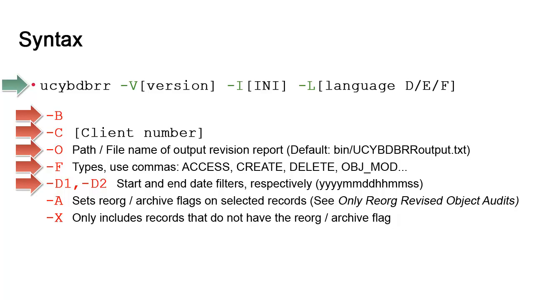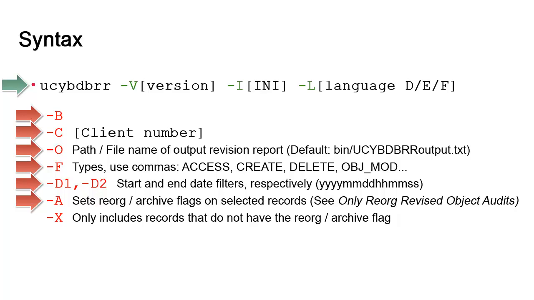The basic premise of -A is to tell the system to flag records for archive as they are output to the revision reports. You're basically telling the system, it's okay, I've got the records in the report. They can be archived when DB Archive runs. Once you run DB Reorg and DB Unload, those records are removed.